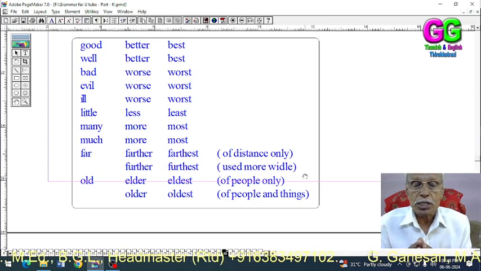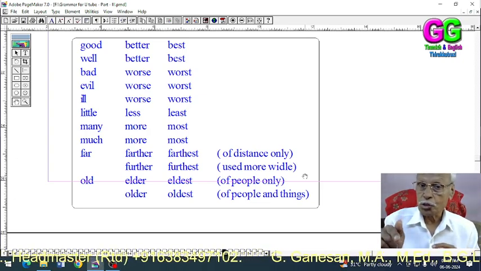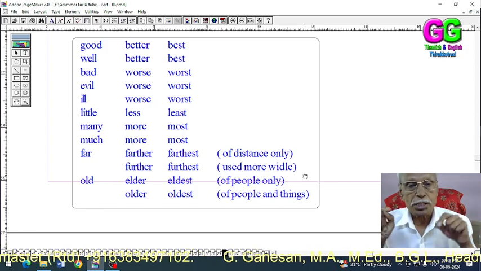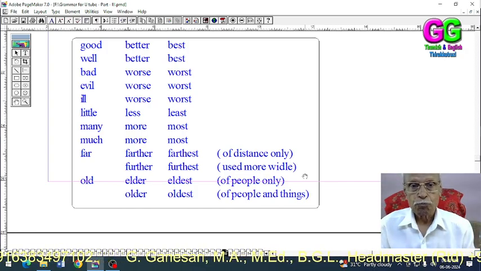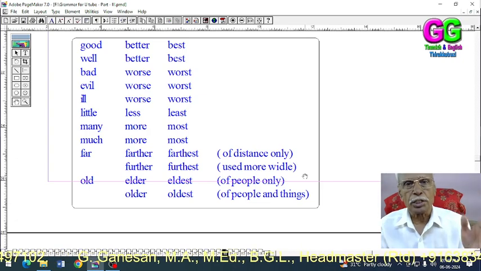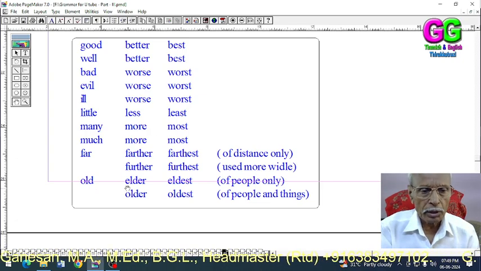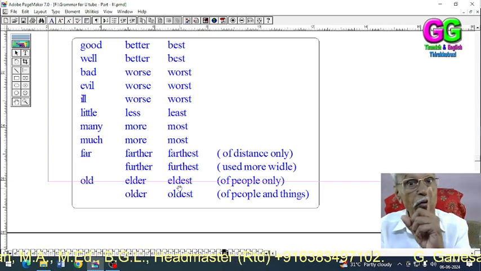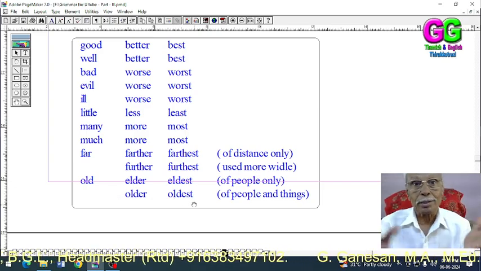Here, dear students, far, farther, farthest is used only to refer to distance, but further, furthest is used widely in different ways. Old, elder, eldest is used only for people. Older, oldest is used both for people and things.